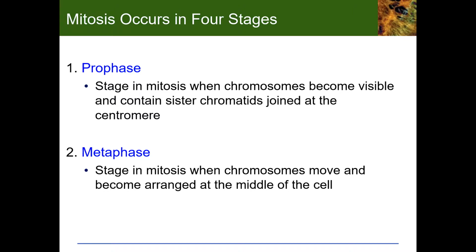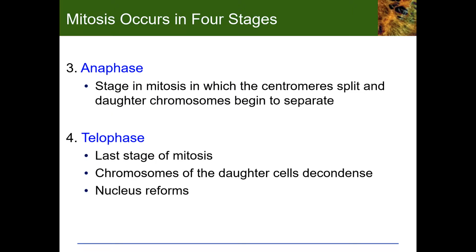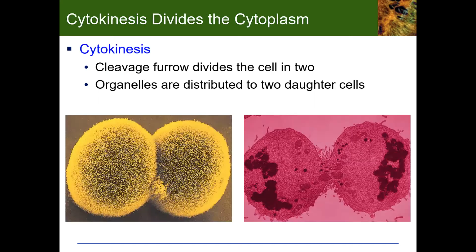Okay, mitosis occurs in 4 stages. We said PMAT: prophase, metaphase, anaphase, telophase. So let's take a look at those. Prophase is the stage of mitosis when chromosomes become visible and contain sister chromatids joined at the centromere. Metaphase is the stage of mitosis when chromosomes move and become arranged at the middle of the cell. Anaphase is the stage of mitosis in which the centromere is split and daughter chromosomes begin to separate. And telophase is the last stage of mitosis. Chromosomes of the daughter cells decondense and the nucleus reforms.